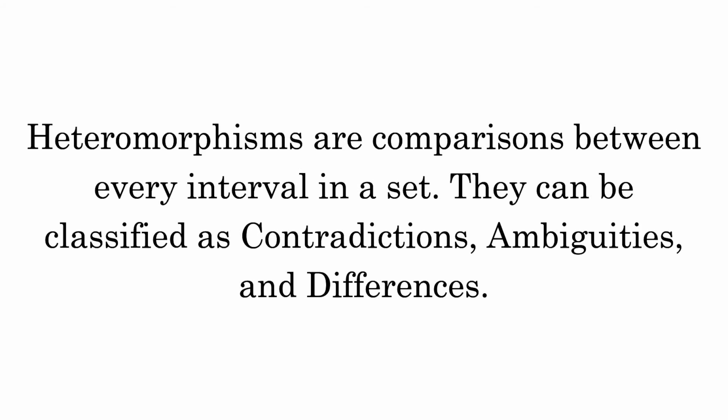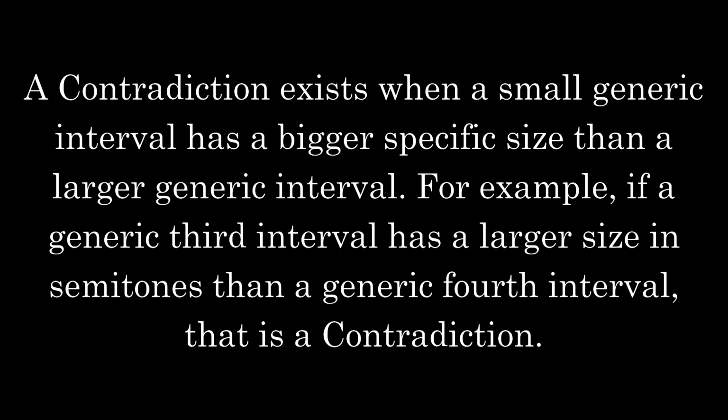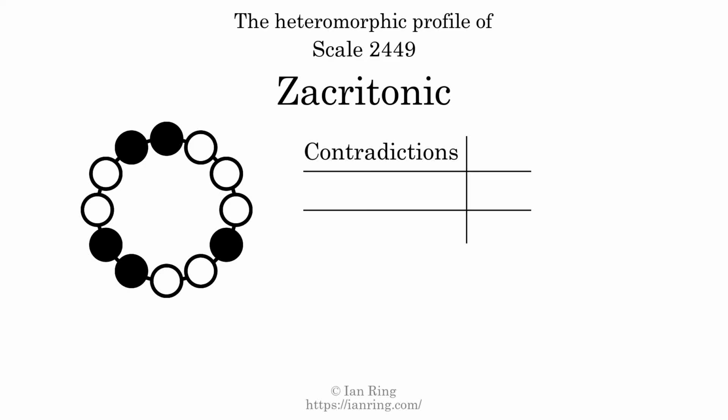Heteromorphisms are comparisons between every interval in a set. They can be classified as contradictions, ambiguities, and differences. A contradiction exists when a small generic interval has a bigger specific size than a larger generic interval. For example, if a generic third interval has a larger size in semitones than a generic fourth interval, that is a contradiction. The number of contradictions in this scale is 1.